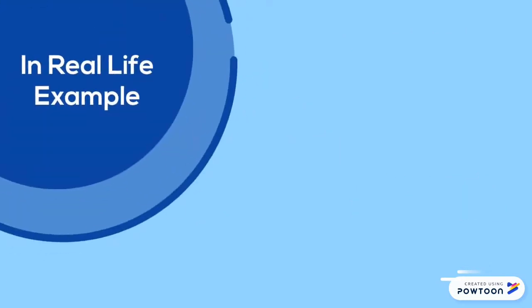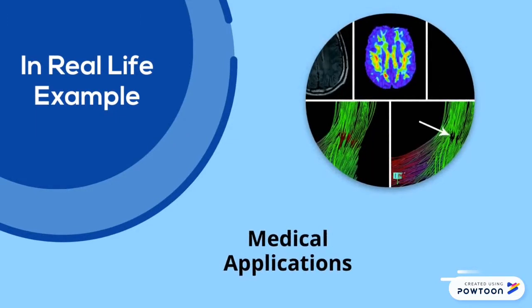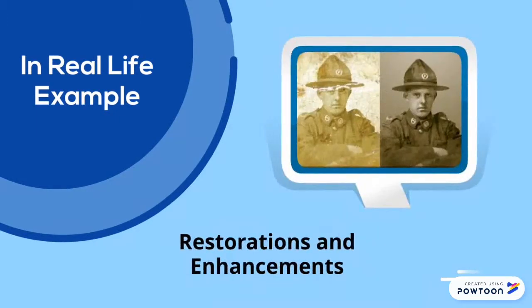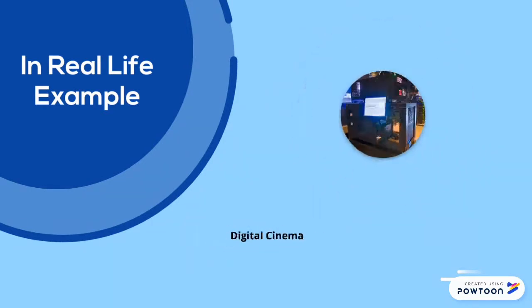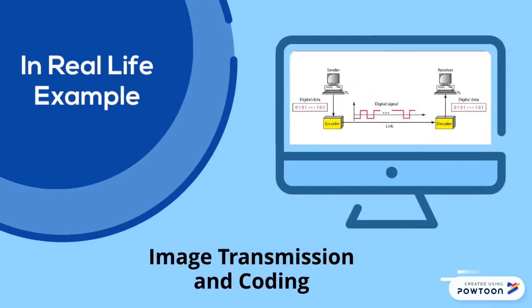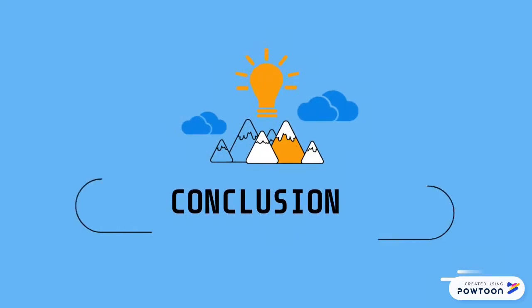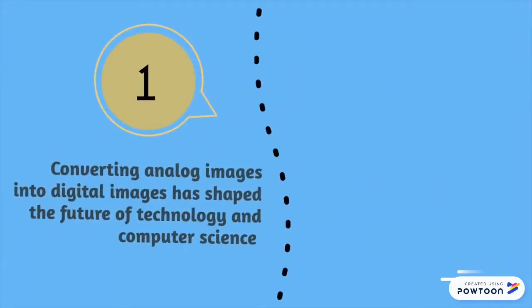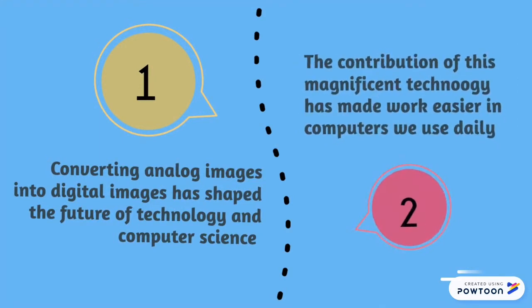Examples of the technology in real life are: firstly, medical applications, restoration and enhancement, digital cinema, image transmission and coding, and finally, color processing. In conclusion, converting analog image into digital images has many benefits and has shaped the future of technology and computer science. The contribution of this magnificent technology has made work easier in computers we use daily.